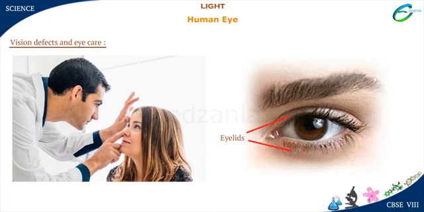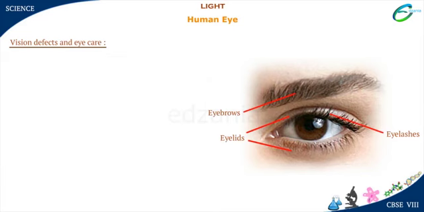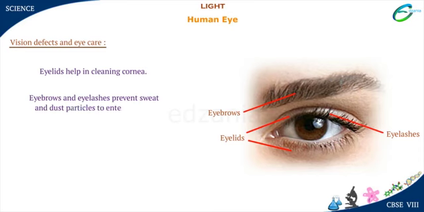The eyelids, eyebrows, and eyelashes act as natural protectors for the eyes. An eyelid closes the moment any unwanted thing approaches our eye. They also help in cleaning the cornea of the eye by spreading a liquid present within the eye to keep them moist during the closing and opening process. Eyebrows and eyelashes prevent any sweat or dust particles from entering the eyes.